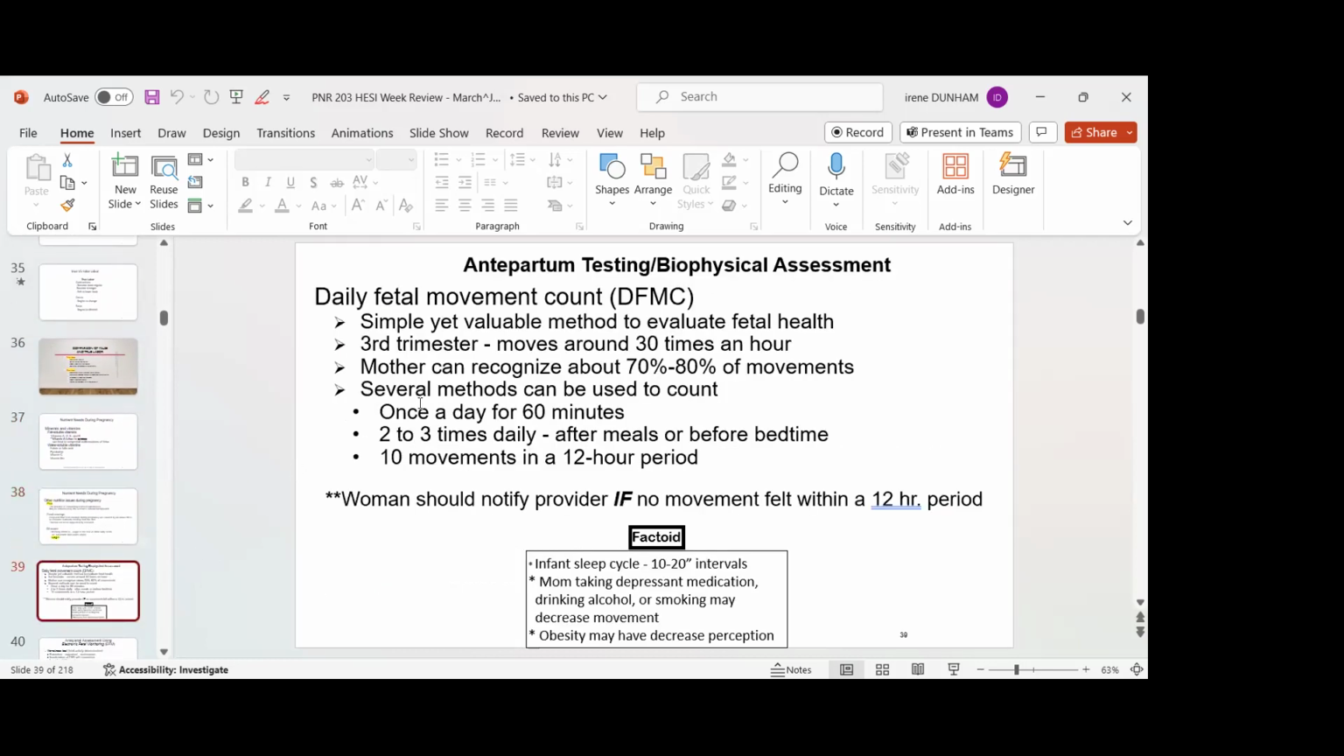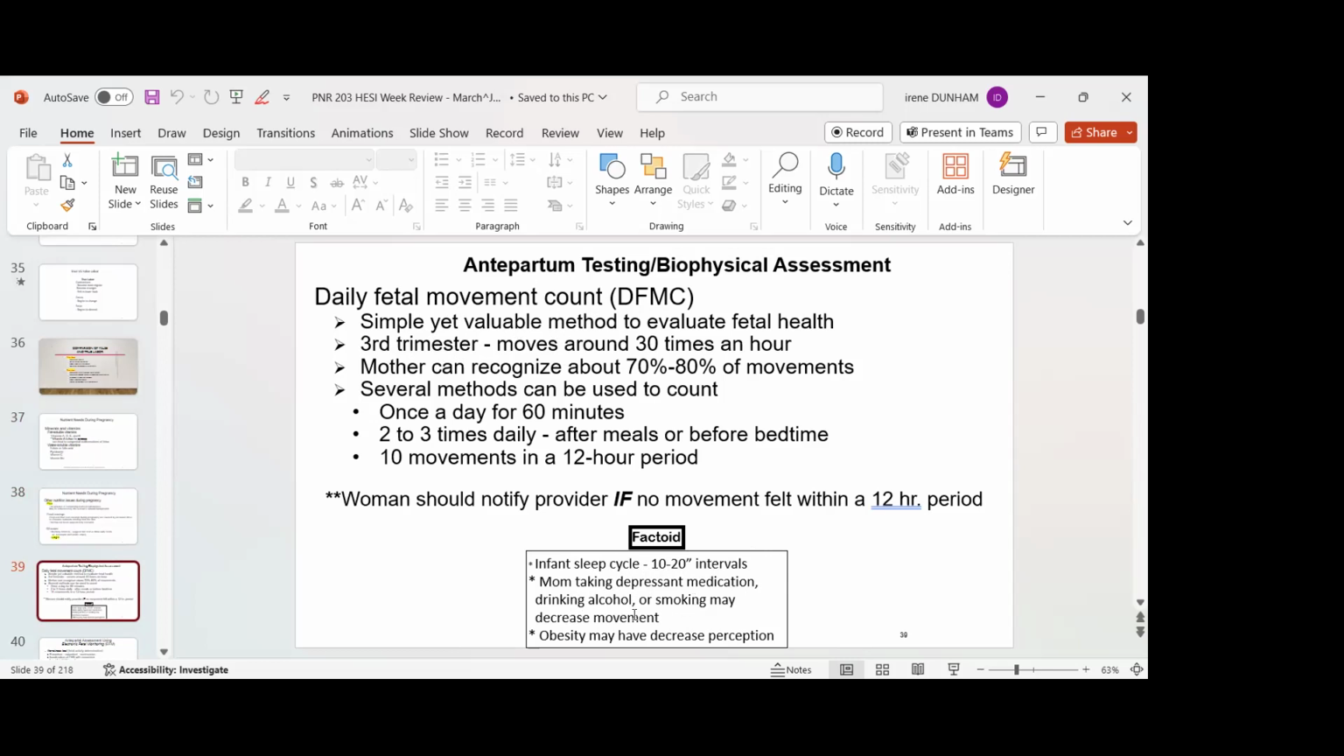All righty. This is some antepartum testing. What we want to talk about here is just the daily fetal movement count. We want to make sure that this baby is moving because babies do sleep. They sleep in like 10 to 20 minute intervals. Mom could be taking a depressant medication that's maybe making this baby sleep.